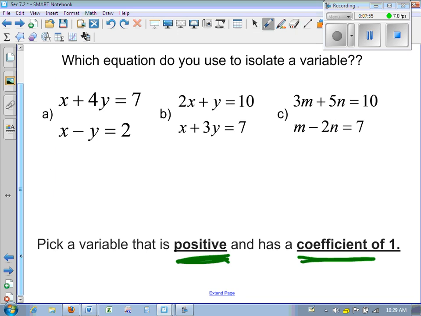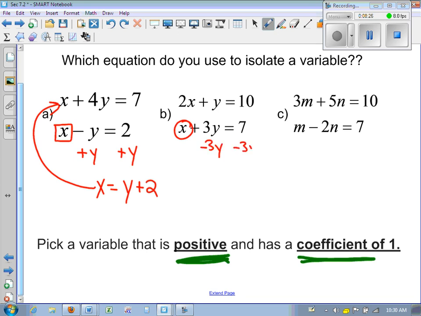The first one, positive variable. I would probably want to solve for this x. So I'd add y to both sides, and I would get x is y plus 2. Then I could take that back up there. Go through our steps. Here, I would probably solve for x. Subtract 3y. Substitute it back in there.